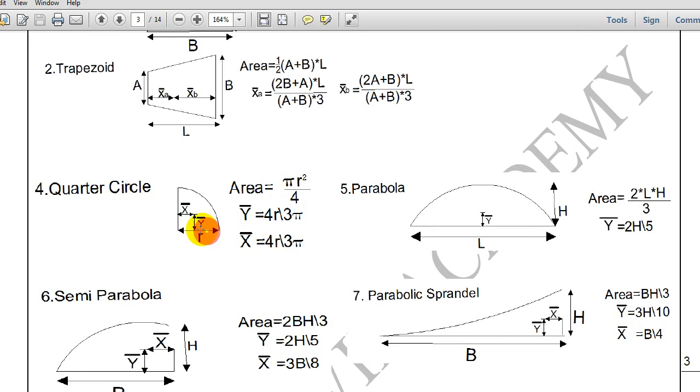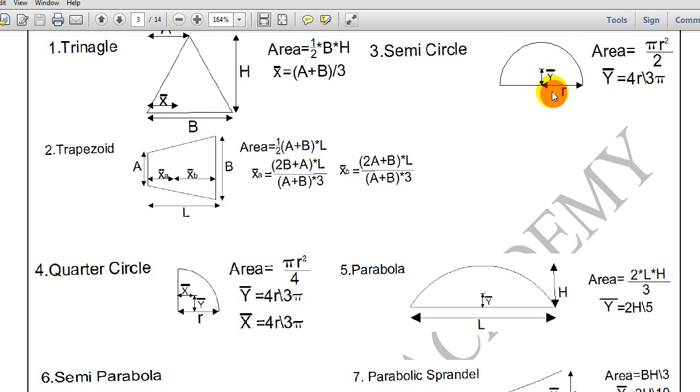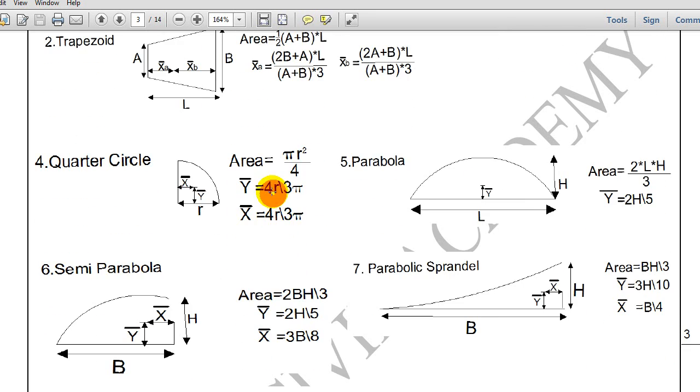Quarter circle, it is not symmetrical, hence we will have x bar and y bar both. For quarter circle the area is pi r square by 4, quite obvious. Total circle is pi r square, so quarter circle is pi r square by 4, and its x bar and y bar are 4r by 3 pi, means the center of gravity has moved in both the x and y directions, so 4r by 3 pi and 4r by 3 pi.